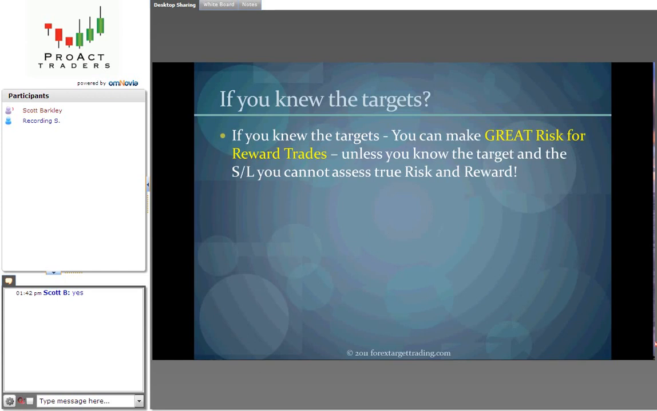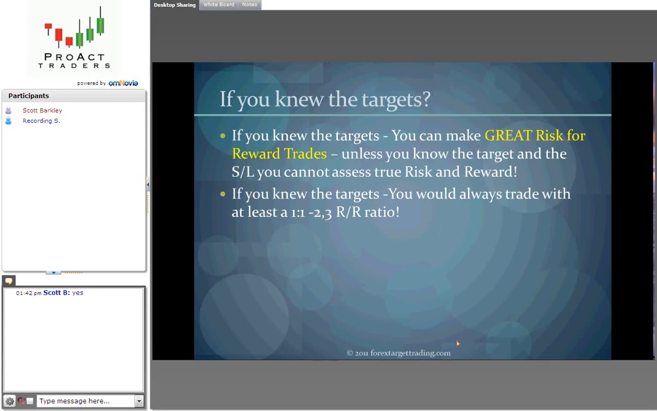They have put way too much money at risk for that little dinky trade, and then they watch as the currency turns and goes right up, and they go, man, I should have stayed in that trade. Well, why didn't you stay in the trade? Because I didn't know where it was going. Well, we can know where it's going, with a high degree of probability. Now, if you knew the targets, you would always trade with at least a 1-to-1, and we rarely do that, and most of the time 1-to-2, 1-to-3 risk to reward ratio.